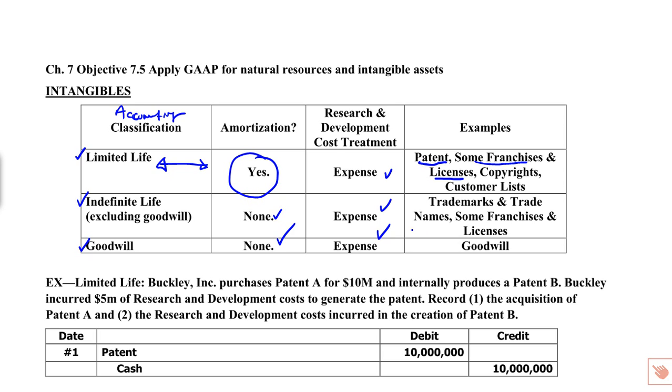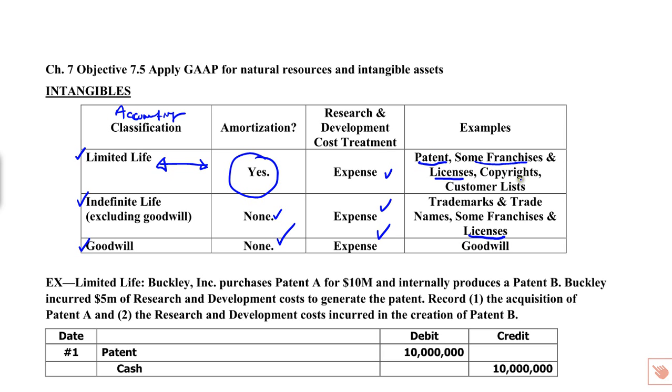So, what am I talking about with a license? A broadcasting license, radio station licenses. Those are transferable. So there are also licenses down here that have an indefinite life. But you might have a license to sell a product in a region for the first 5 years, and after that you might have to bid for it again.